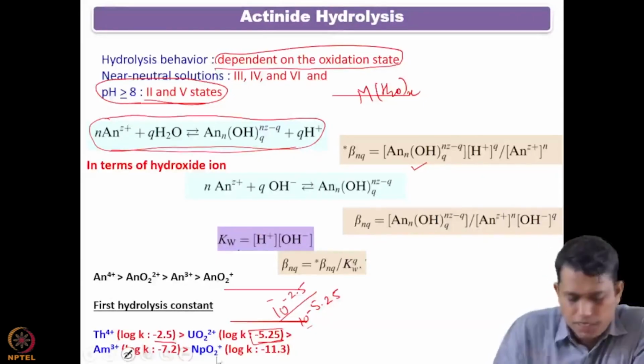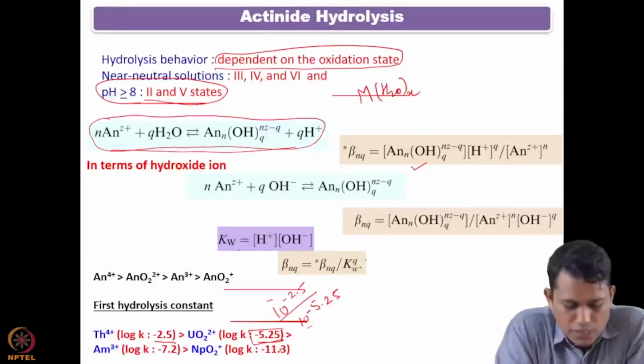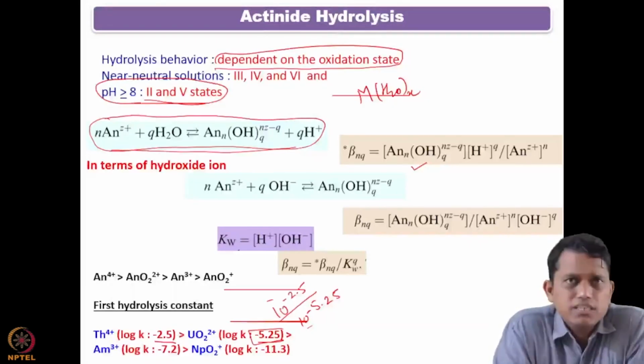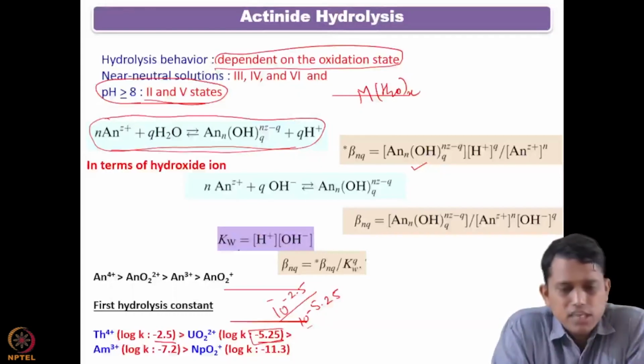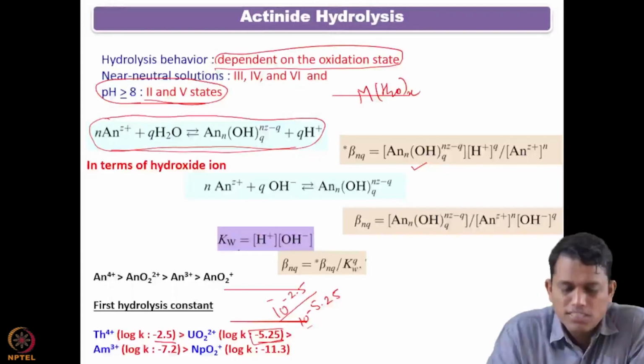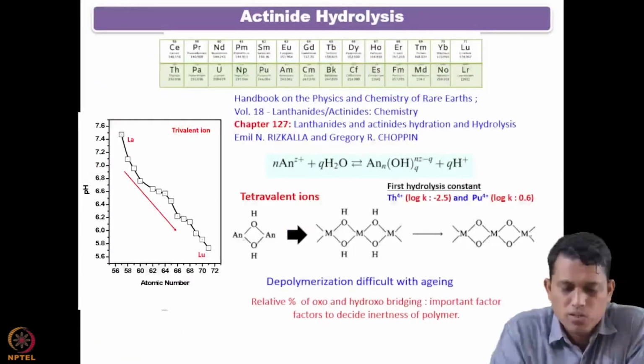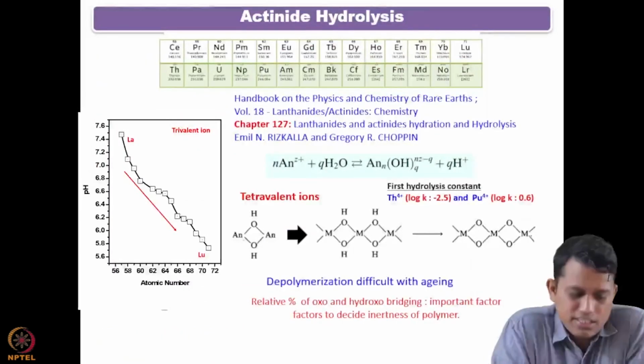And this is very weak. As you can say, it is going from minus 7 to minus 11. So it is almost 1000 times lower. So this hydrolysis is taking place depending on the ions. So when you have ions and they get hydrolyzed, how their hydrolysis tendency varies with the atomic number, we can see in the lanthanide series.